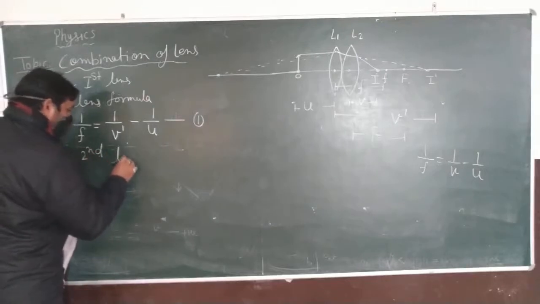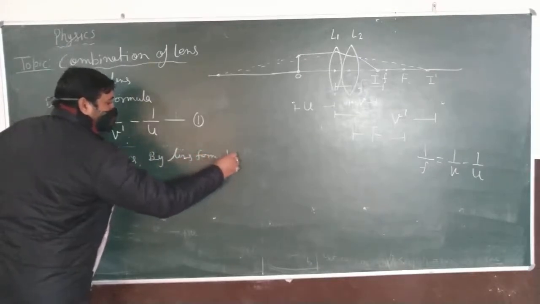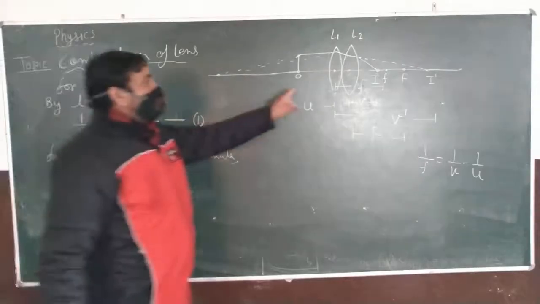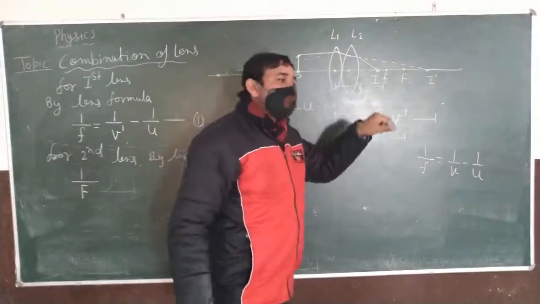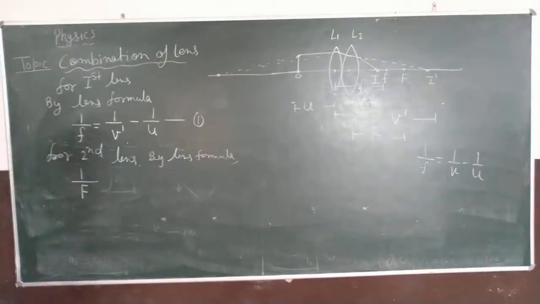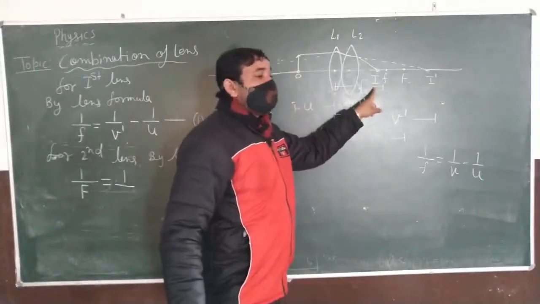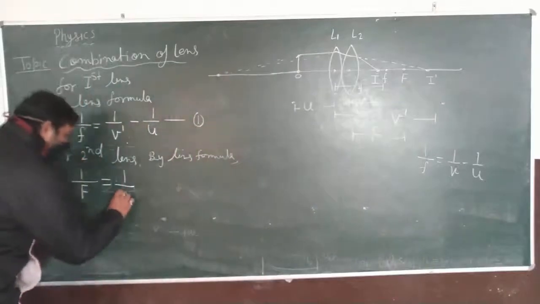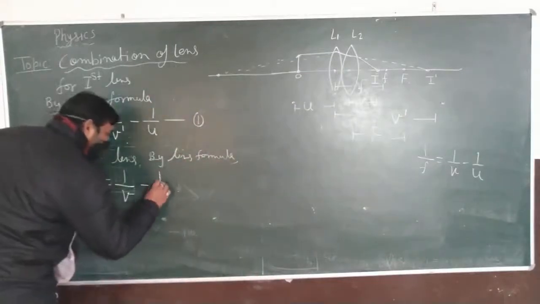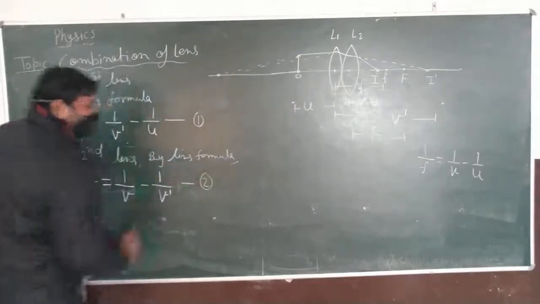Now, for second lens, by lens formula, we get from here 1 upon capital F. You can also let focal length of first lens be f1 and focal length of second lens be f2. Okay, we are using here small letter or capital letter for the focal length. So, image formed by the second lens at I, which is at V distance, okay, and minus image formed by the first lens, that is 1 upon V dash. It is clear or not? This we have as equation 2. Now, yes?